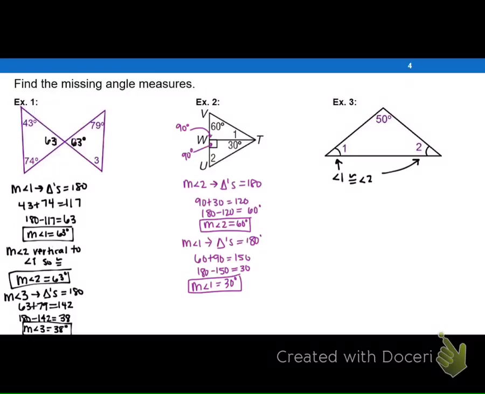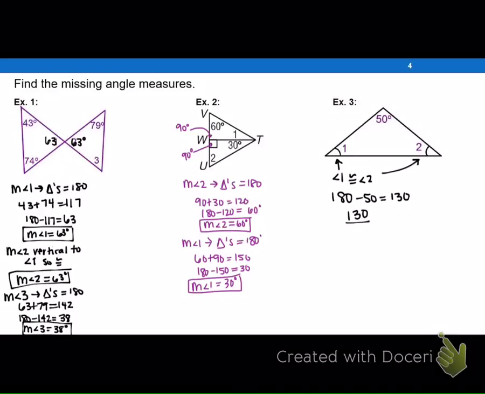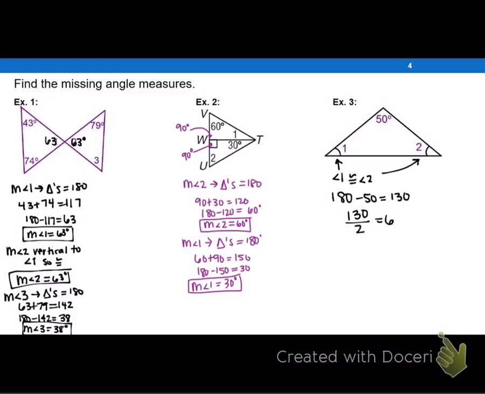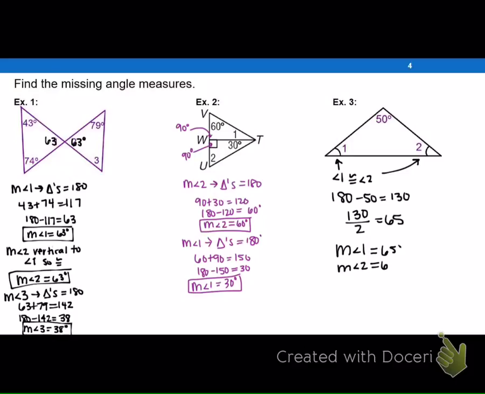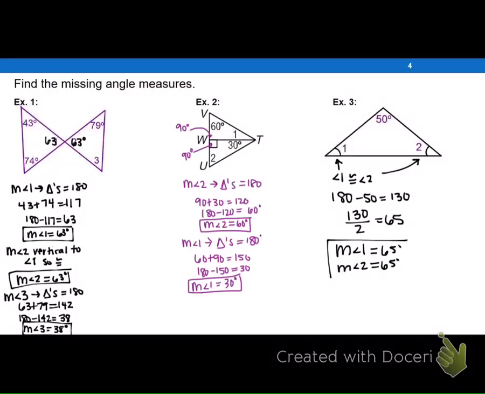Jill? Well, you could do 180 minus 50, which is 130, and then since angle 1 and 2 are congruent, you could just divide 130 by 2. They have to be the same, right? So if we divide that by 2, it's 65. So the measure of angle 1 equals 65 degrees, and the measure of angle 2 equals 65 degrees. Since they both have to be the same, you divide what is left over by 2.